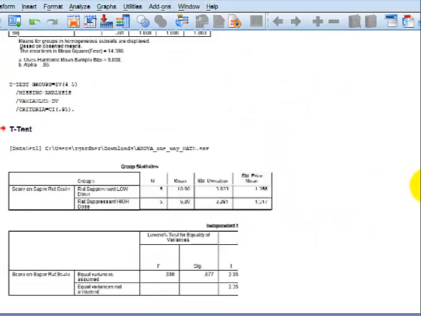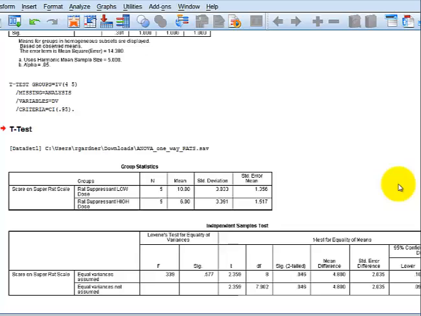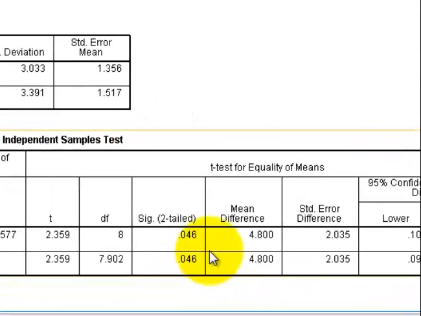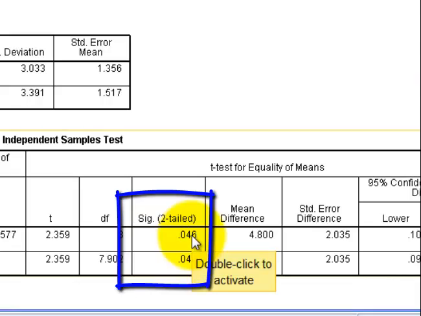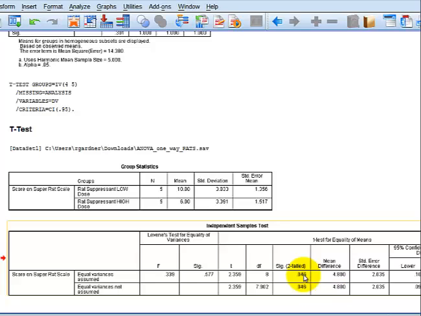You click OK, and what do you know? You get a significant difference in the t-test here. Look at that, it's 0.046. So the Tukey test says there's no significant difference between those two, but the t-test says there is. So I'm going to try to explain why this is.